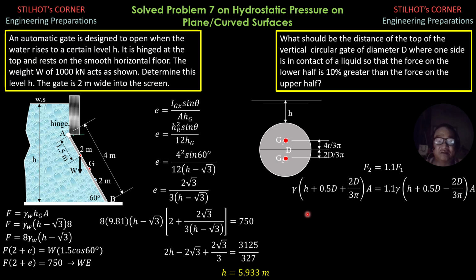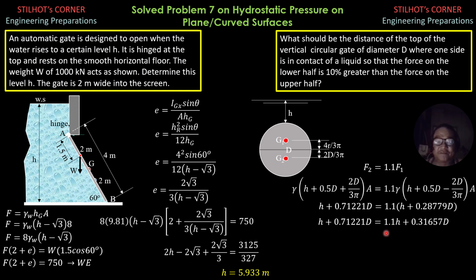Cancelling out A and simplifying, gamma and area cancel. So h plus 0.71221d equals 1.1 times quantity h plus 0.28779d. Simplifying further, combining like terms, we can now solve for h in terms of d, and it is equal to 3.956d. So that's it for this video.